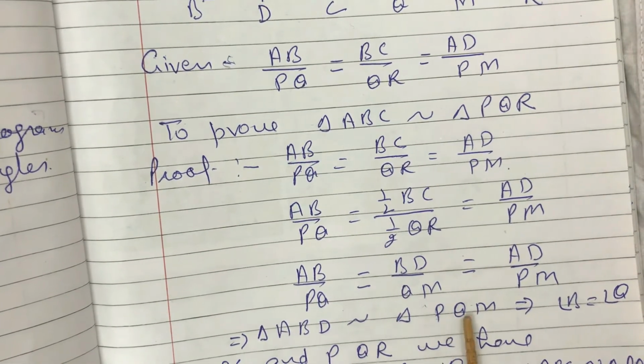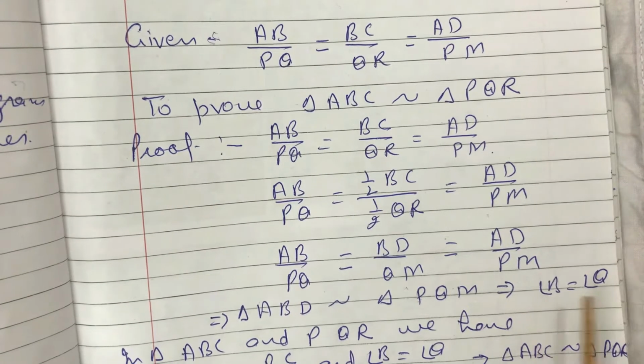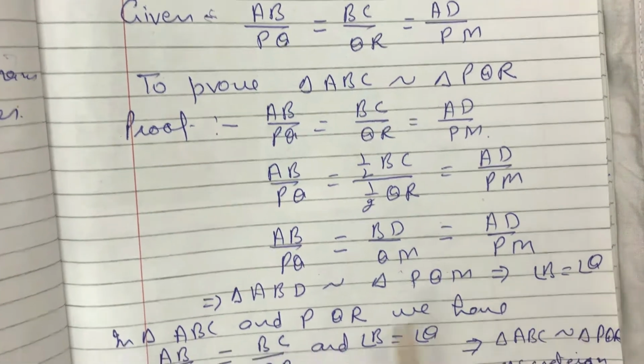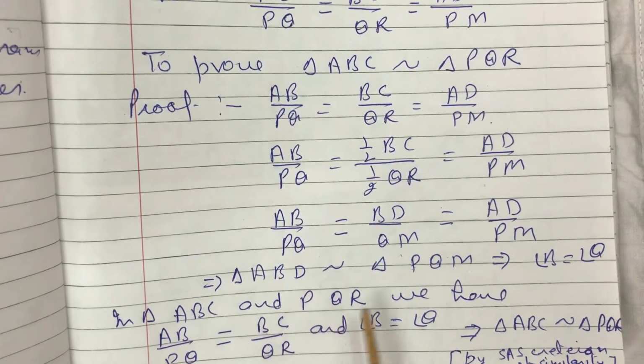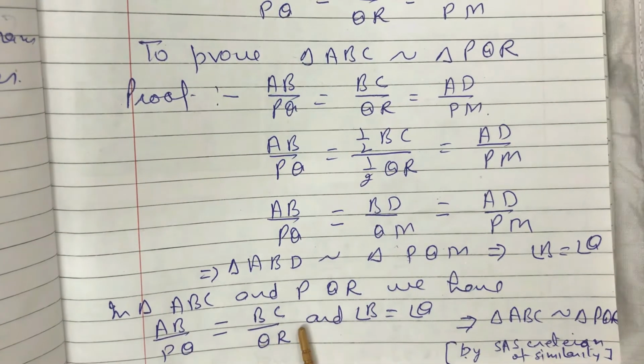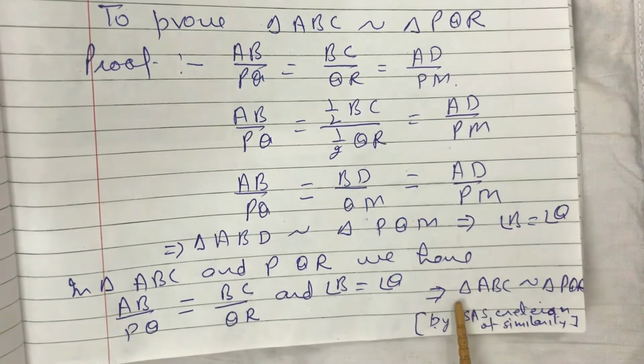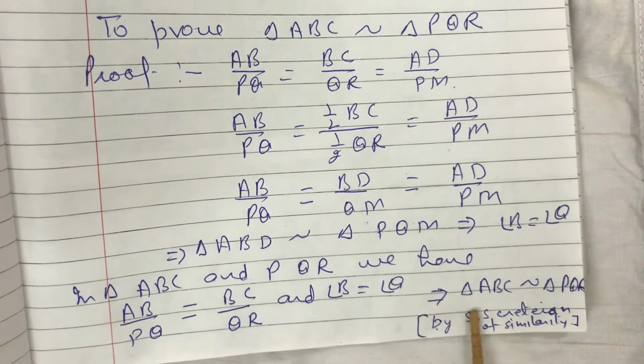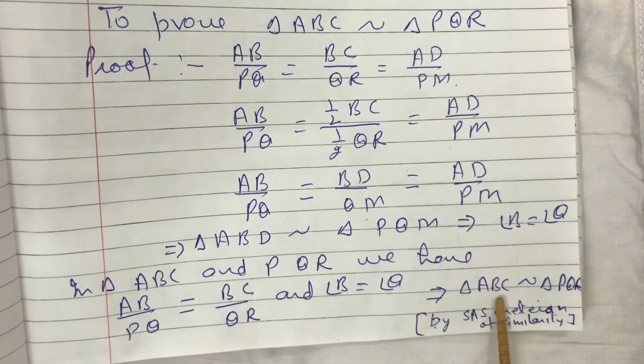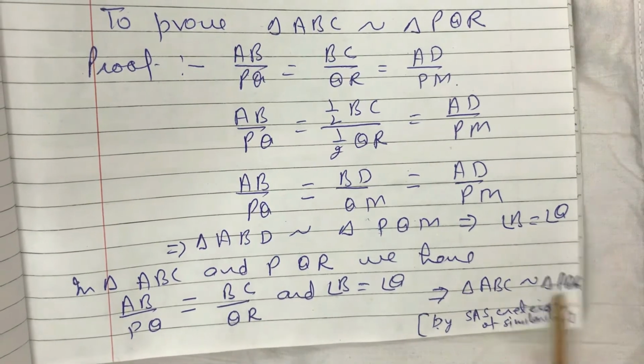If these two triangles are similar, then angle B is equal to angle Q. Now in triangle ABC and PQR, sides are proportional, angle is equal to angle. So by SAS criteria, triangle ABC is similar to triangle PQR.